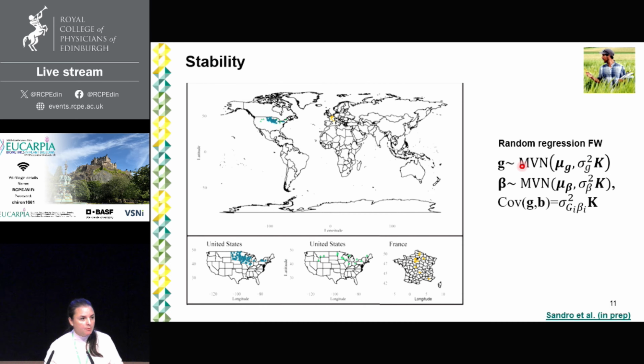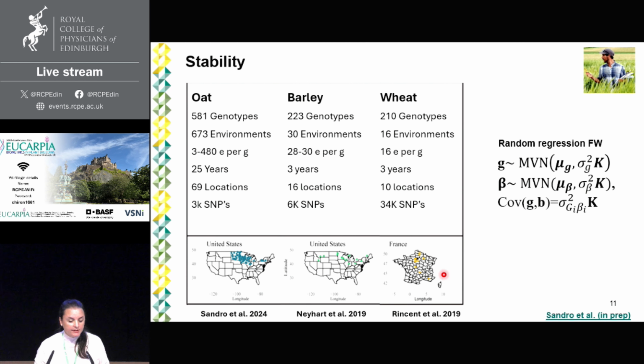So then we wanted to test this on a few other things. I was leading the oat breeding program, and so I wanted to see how this worked in oats. And then we also got a wheat data set from Europe. So these are the data sets. The barley and the wheat were very balanced, so all the genotypes were evaluated in all the environments. Not so many, but we had 30 environments total in barley, and every genotype in 28 to 30. In wheat, it was 16 environments, and every genotype in all 16 environments.